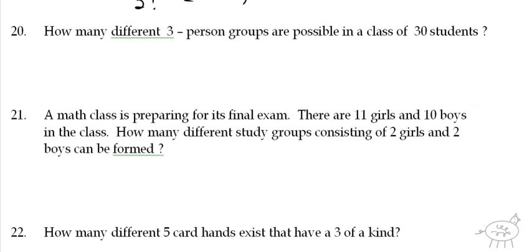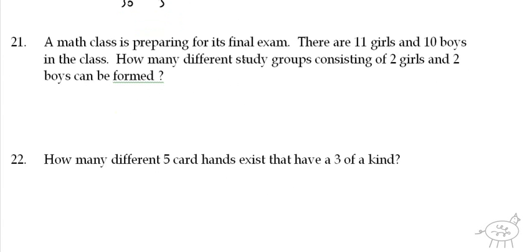Okay, number 20, how many different 3-person groups are possible in a class of 30 students? Again, order's not important. I'm grabbing 3 people out of 30 students. No order involved here, so it's just a combination. So it's 30 people, and I'm grabbing 3s. 30C3, which is 4,060.